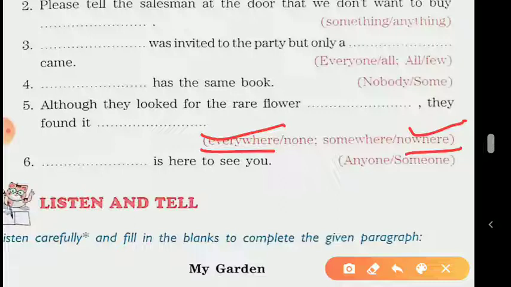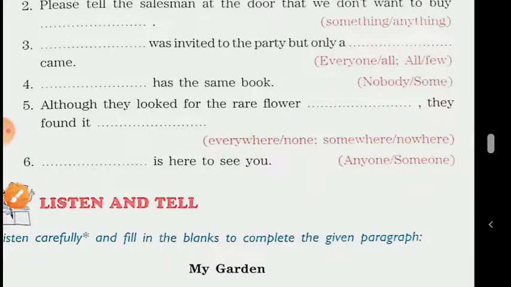Now the sixth one. Dash is here to see you. Someone is here to see you. We are talking about someone. So someone is here to see you. The last one is someone.